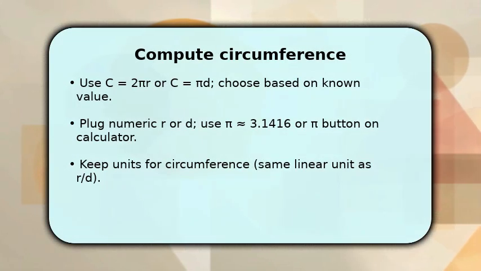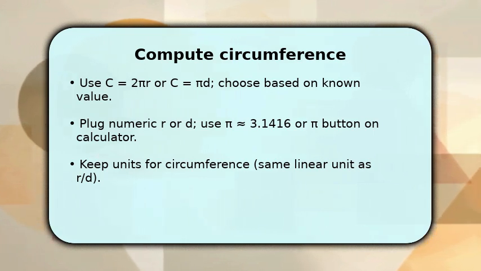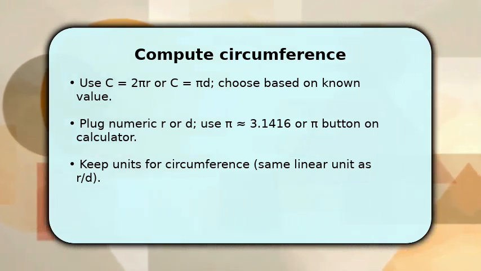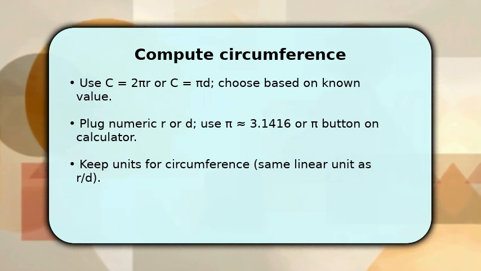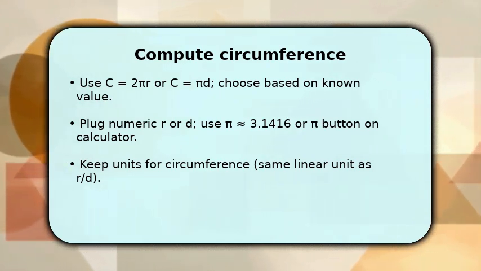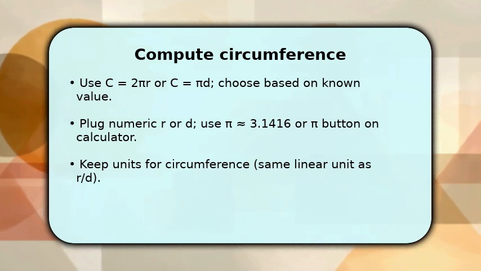Now compute circumference. Apply C equals 2 pi r when you have radius, or C equals pi d if you started with diameter. The formulas are equivalent because d equals 2r. Substitute the numeric radius, press pi on your calculator for precision, and multiply.